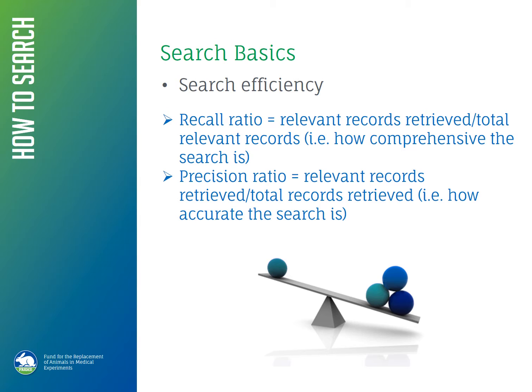These ratios vary between databases, between searches, and between search engines. The recall ratio is the relevant records retrieved over the total relevant records, i.e. how comprehensive the search is, and the precision ratio is the relevant records retrieved over the total records retrieved, i.e. how accurate the search is. Recall and precision are inversely related, so broadening the search, for example by including synonyms, will increase the recall but at the cost of decreasing precision, because the probability of retrieving irrelevant material increases.